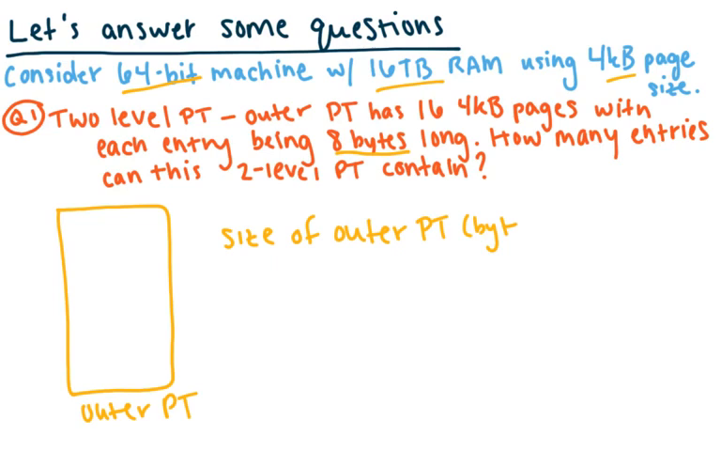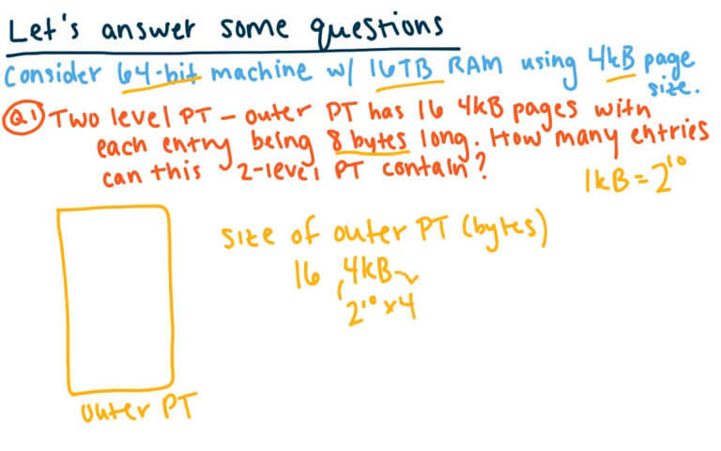And we'll do it in terms of bytes. Okay, so the outer page table, we know it has 16 4-kilobyte pages. So 4 kilobytes, we remember this from last time, I'll do it one more time. 1 kilobyte is equal to 2 to the power of 10. You want to move all these into powers of 2. So we have 2 to the power of 10 times 4.